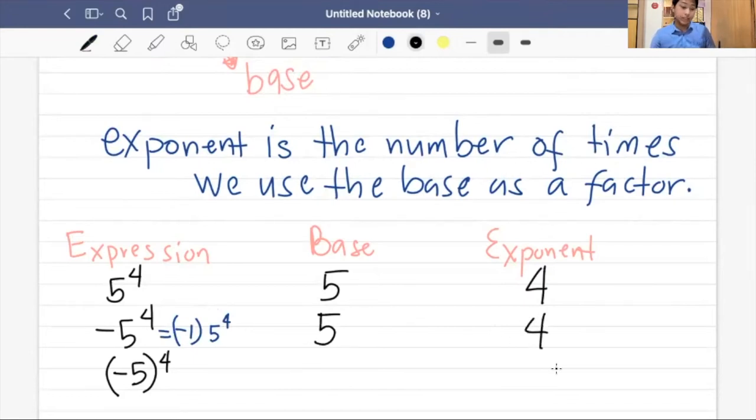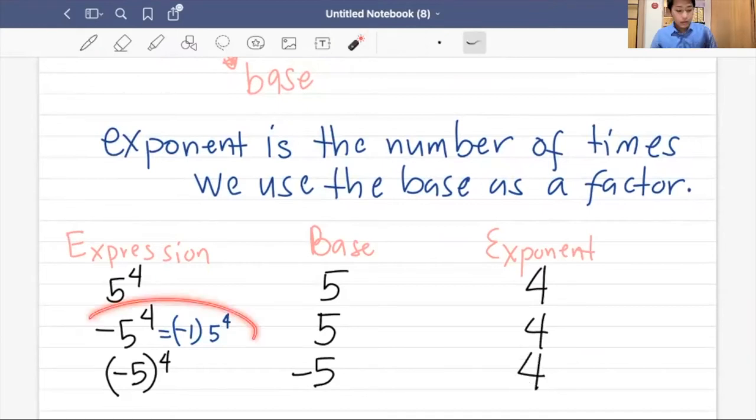Now, take note of the third expression. Our base here is negative 5, because it is enclosed by parentheses, and everything is being raised to 4. So that includes the negative, because it's enclosed by parentheses. And the exponent is 4. This is one source of misconception for other students. They would just say that this one and this one are the same. But in this case, our base is just 5, and in this case, our base is negative 5. I hope that's clear. That's why the presence of parentheses or grouping symbols is very important. So you have to take note of that as well.